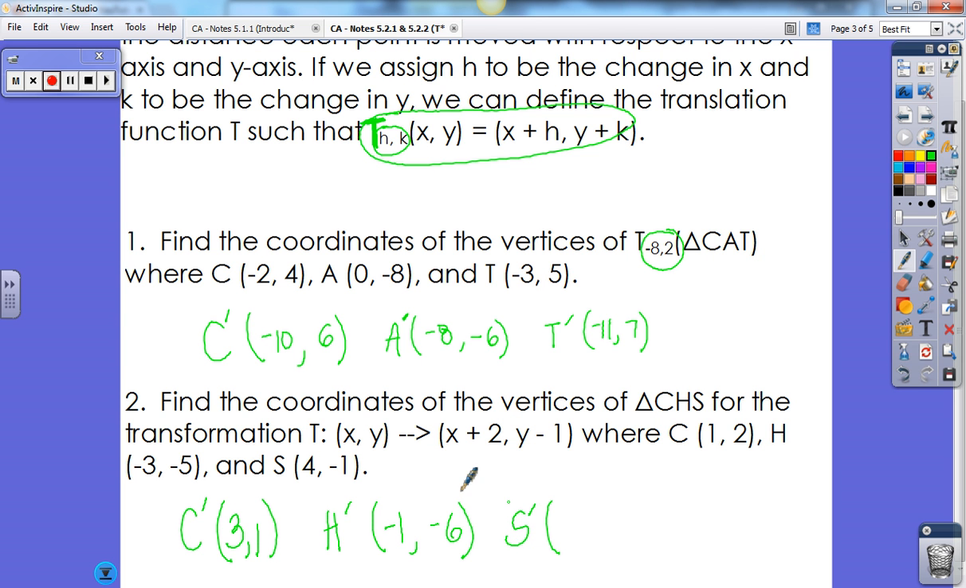S prime, 4 plus 2, and negative 1 minus 1. So these would be the new coordinates. So again, just like the previous example, I have the vertices of a triangle, and I want to move the whole triangle 2 to the right and 1 down. And if I move each vertex 2 to the right and 1 down, then the whole triangle will move that way as well.